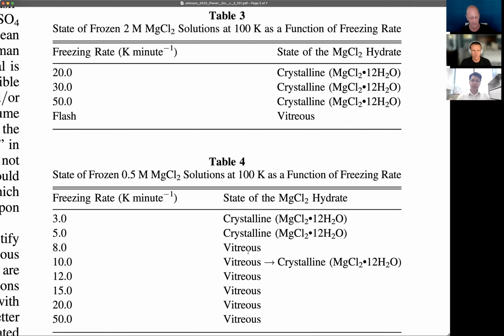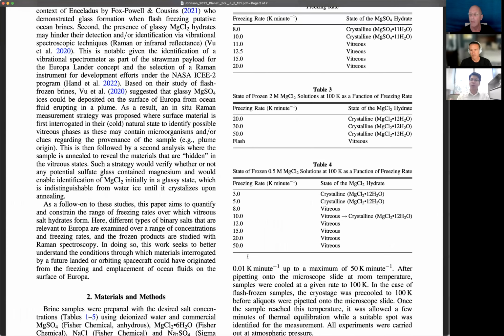Just between these two sets of experiments alone, a trend begins to develop in which the lower the brine concentration is, the easier it is to make glass. We'll go into detail on possibly why that is a bit later on.